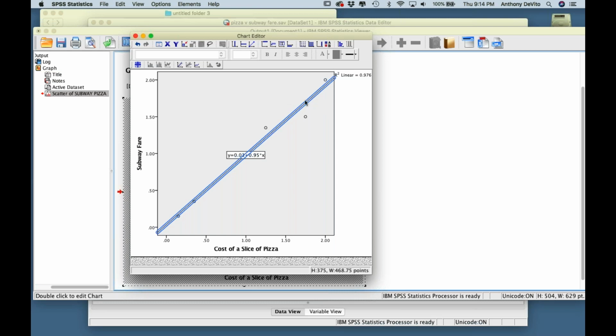So this line actually represents the relationship between the cost of a slice of pizza and Subway fare. The other thing that we're interested in is the magnitude of these differences. The magnitude of these differences produces a value called the Pearson's R correlation. That's a value that's between -1 and +1.